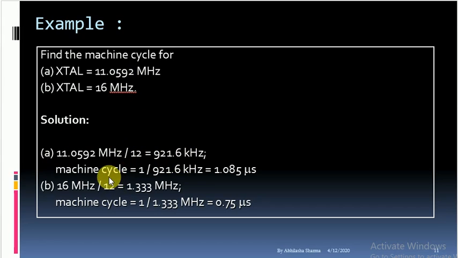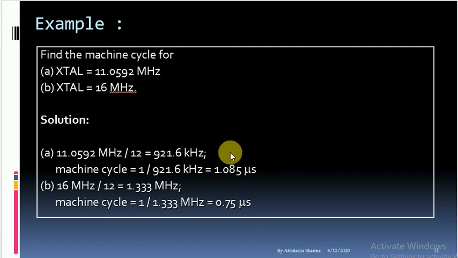And what about the machine cycle? Machine cycle is what? The reciprocal of this value. So 1 by 921.6 kilohertz. So this is equivalent to what? This is 1.085 microseconds. So this is the machine cycle with this crystal oscillator frequency.